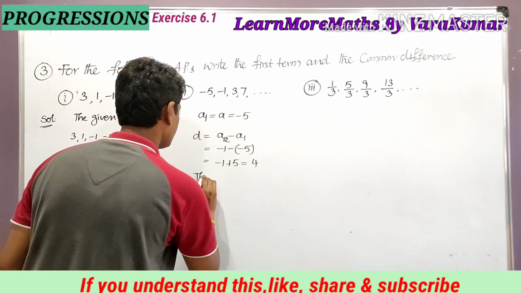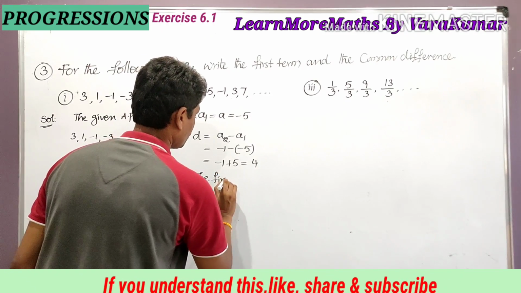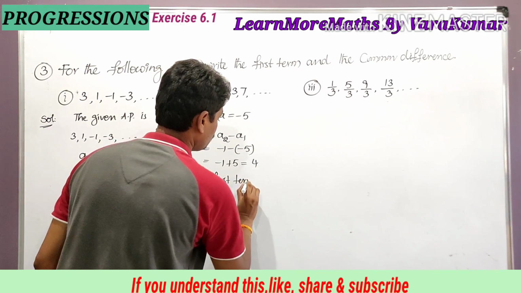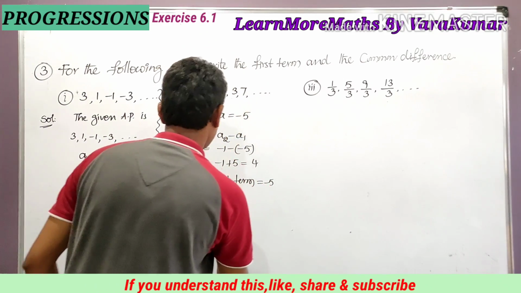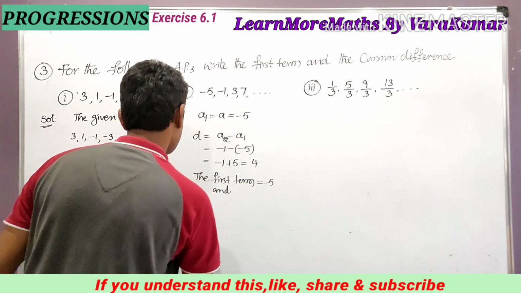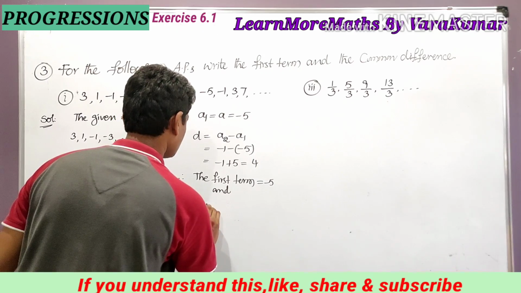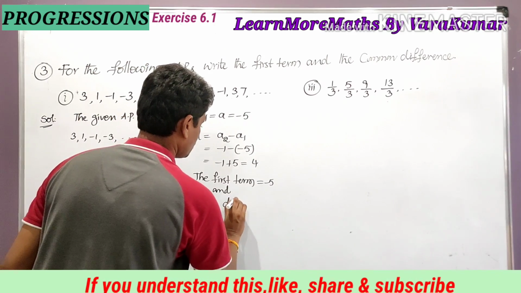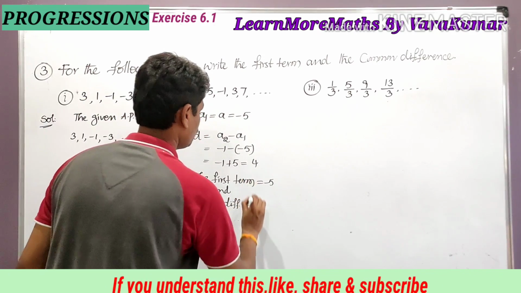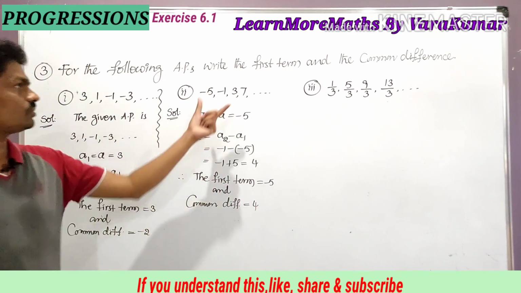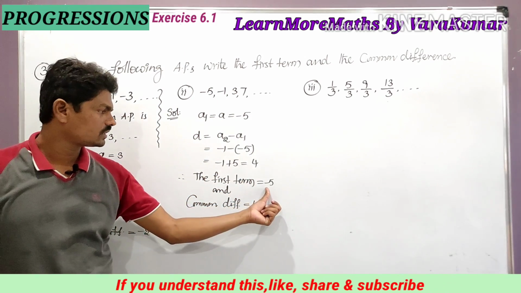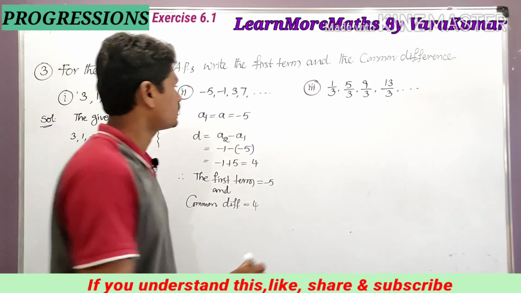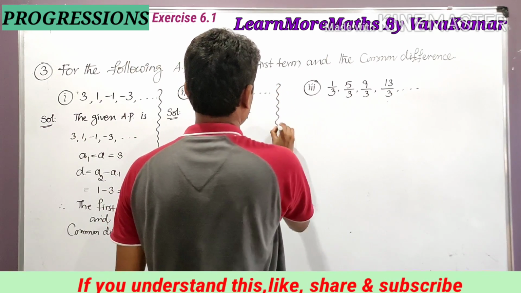Therefore the first term is minus 5 and the common difference is equal to 4. So he is asking to find the first term and the common difference. First term is minus 5 and the common difference is 4. This is the second bit, student.